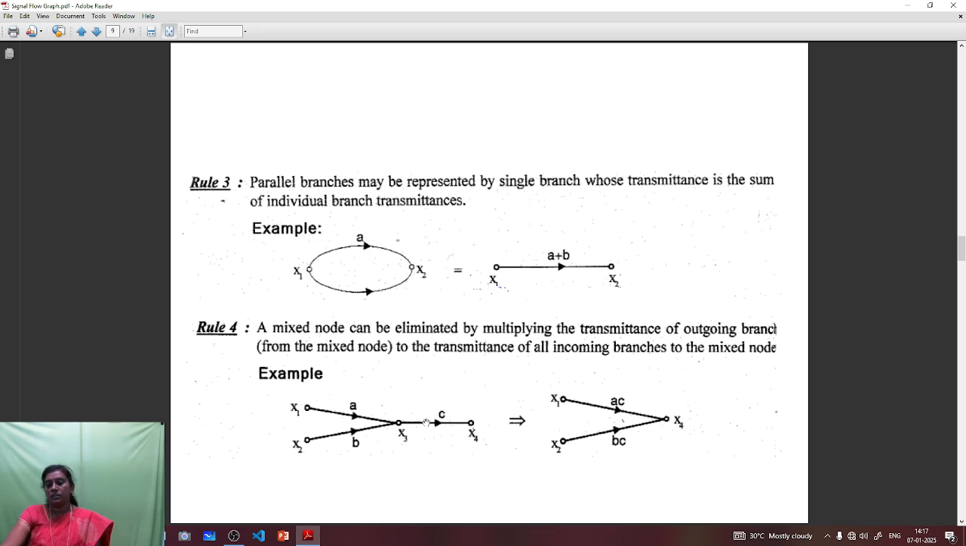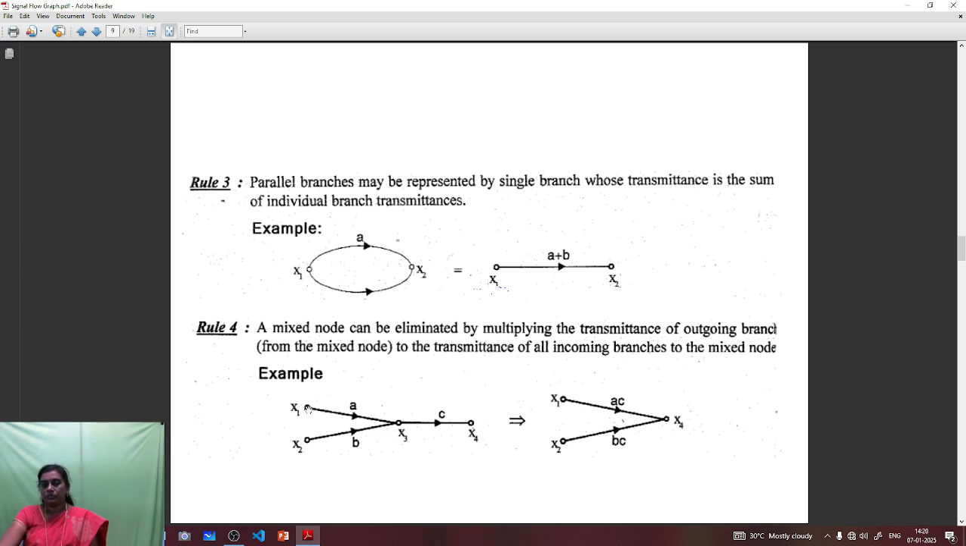Here this is a mixed node. The mixed node can be eliminated by multiplying the transmittance of the outgoing branch to the transmittance of all the incoming branches to the mixed node. So here is the fourth rule: a mixed node can be eliminated by multiplying the transmittance of the outgoing branch to the transmittance of all incoming branches to the mixed node.